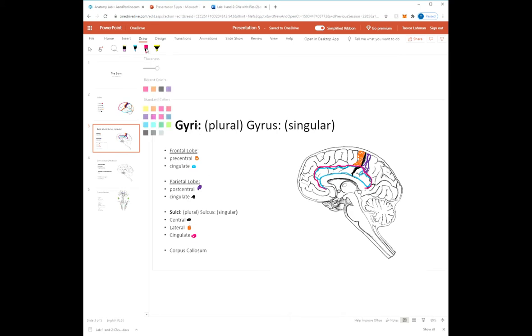Makes sense. And then lastly, we have the corpus callosum, which isn't a gyrus or a sulcus, but it is on the slide. The corpus callosum is actually a commissural tract. What that means is it's white matter, which means axons, that run from one half of the brain to the other. That's what commissural means. It's made up of commissural fibers, fibers that run from one side of the brain to the other.